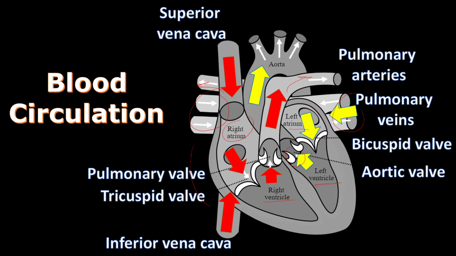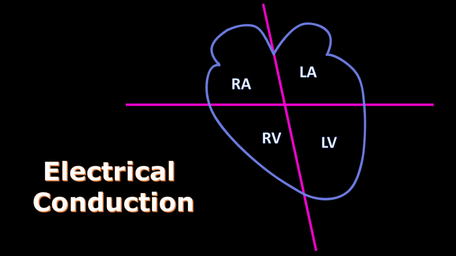So the normal cardiac cycle begins with spontaneous depolarization of the sinoatrial node located here, an area of specialized tissue situated in the right atrium near the superior vena cava. This is the natural pacemaker of the heart and initiates all heartbeats and determines heart rate. Electrical impulses from the SA node spread throughout both atria and stimulate them to contract.